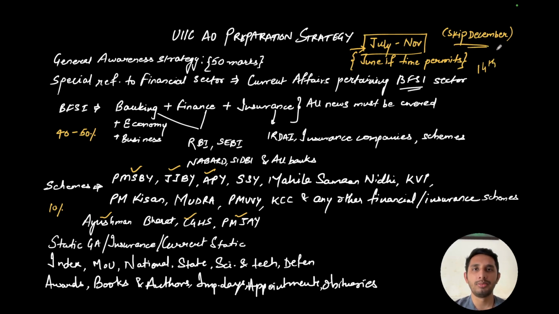I don't think much of the questions will be asked from December. So please don't study for December. I feel you should give that time to June instead. If you have already covered July to November properly, give that time to June if time permits. Now I feel 40 to 50% of questions will be asked from here as per the previous exam analysis.